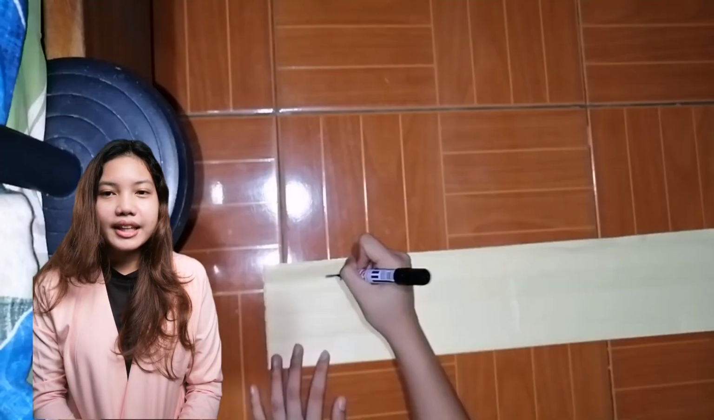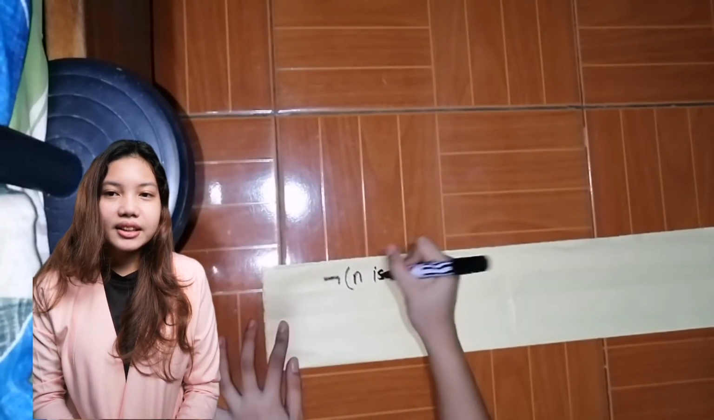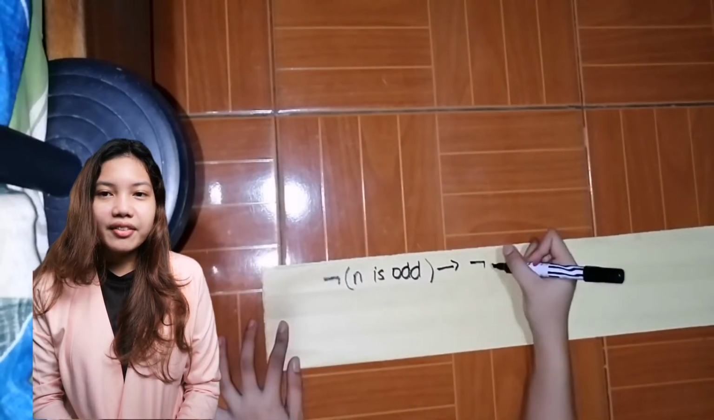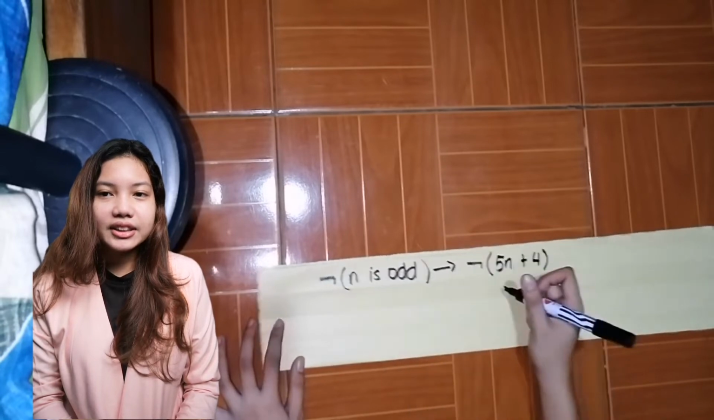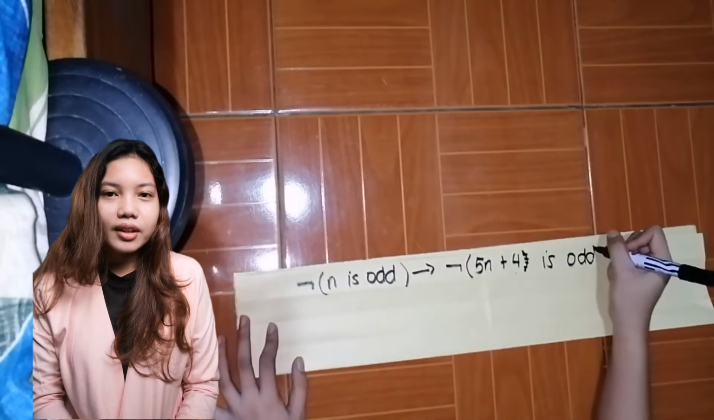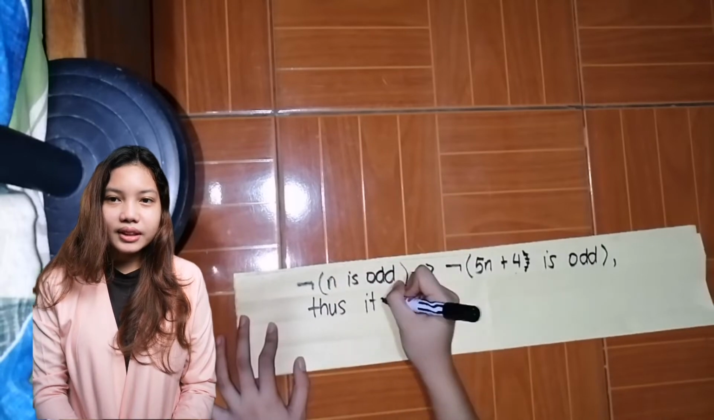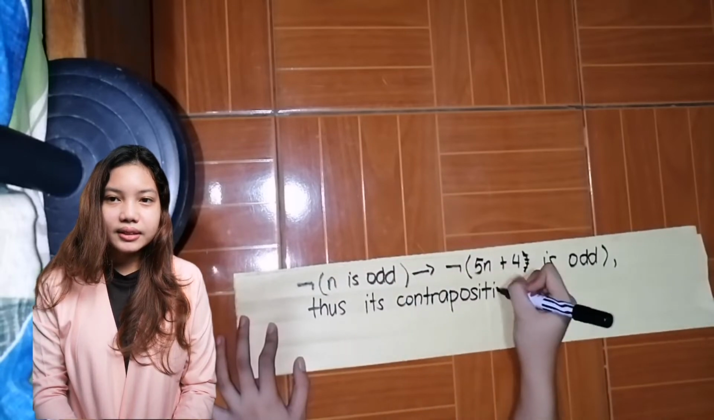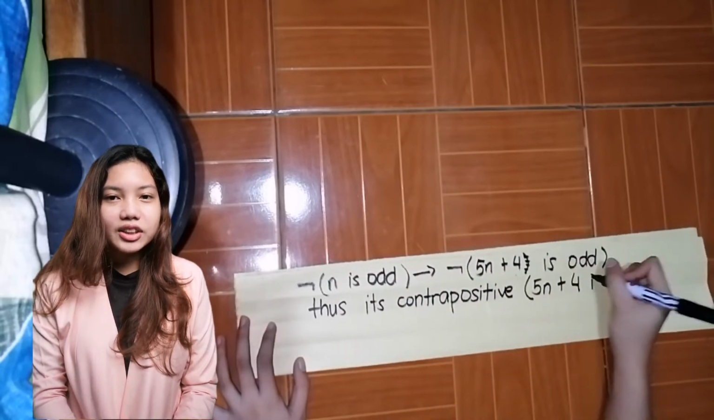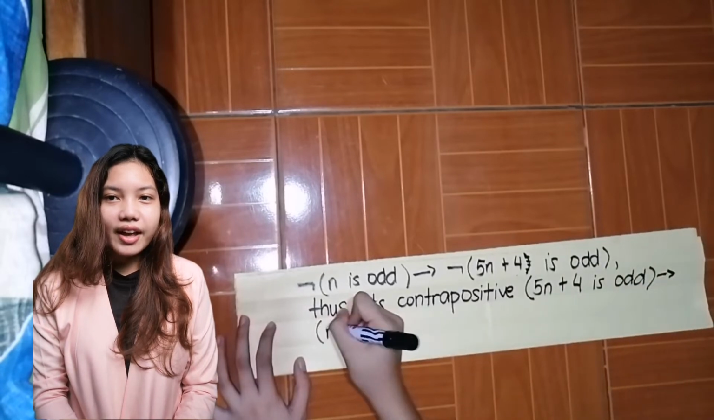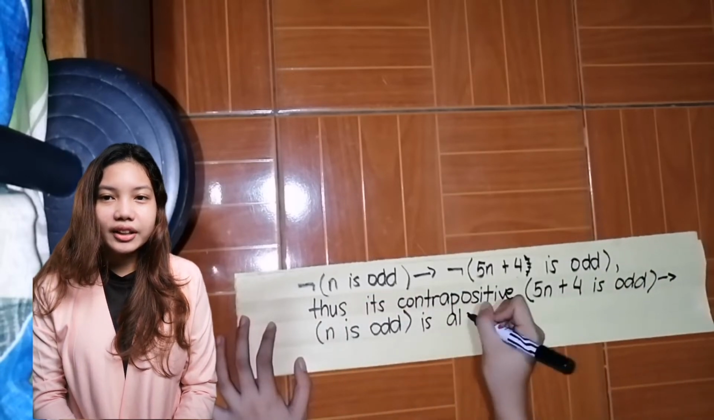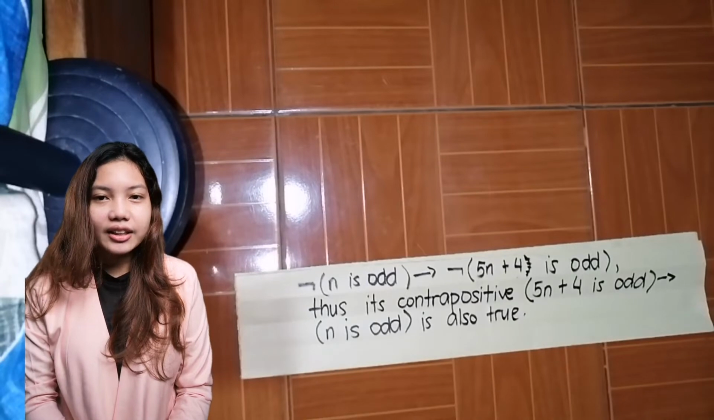We have shown that the negation of n is odd, then 5n plus 4 is odd. Thus, its contrapositive, if 5n plus 4 is odd, then n is odd.